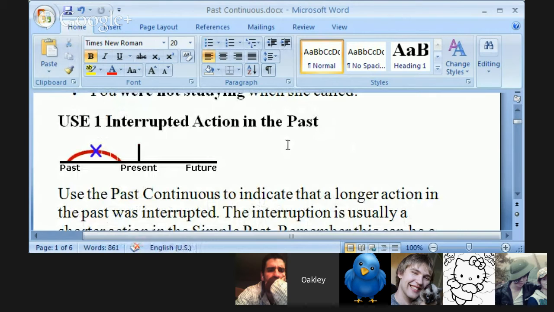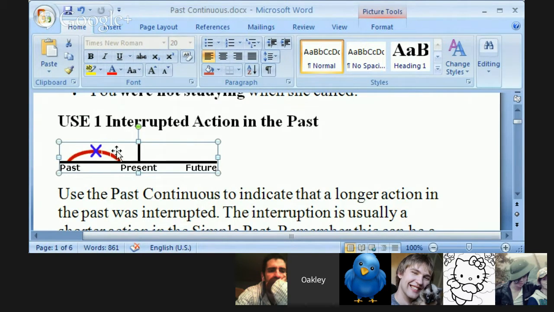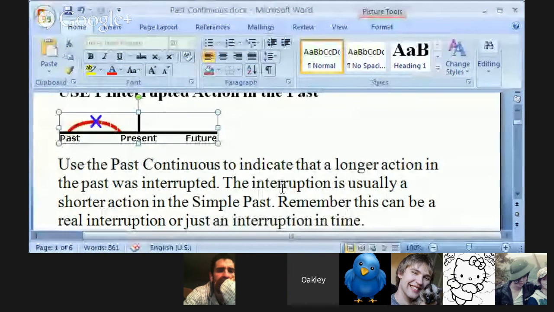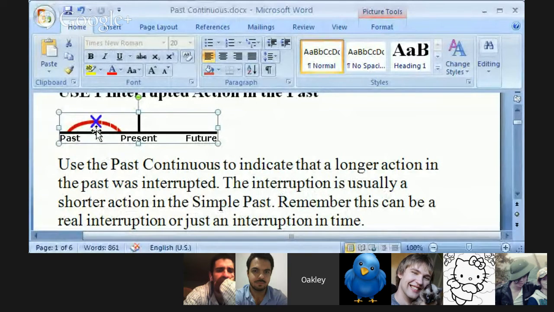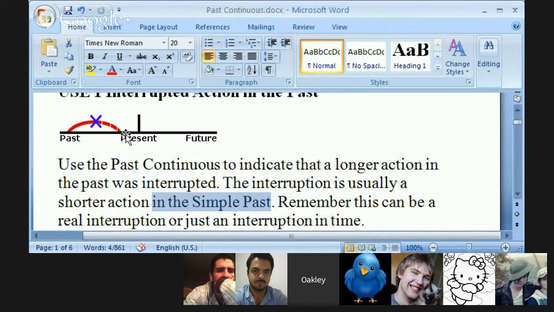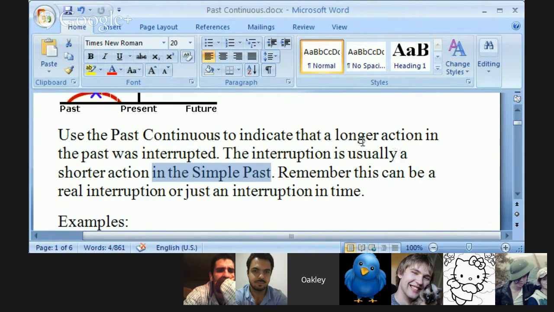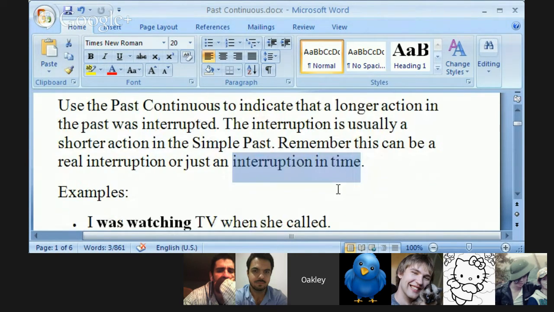Use number one. Looking at the diagram here, the diagram is attempting to show you an interrupted action in the past. One use of the past continuous is to show a longer action, which would be the red line here in the diagram. The interruption is a shorter action represented by the purple X here, which is usually in the simple past. So the continuous tense is the red line, and the purple X would be simple past, bam, one-time action. This can be a real interruption, an action, or just an interruption in time. Let's look at examples so we can see what we're talking about.